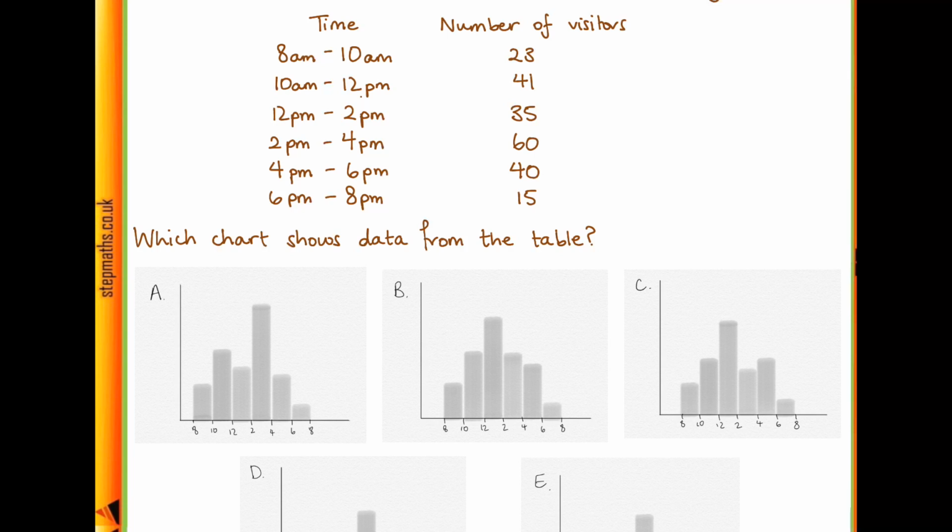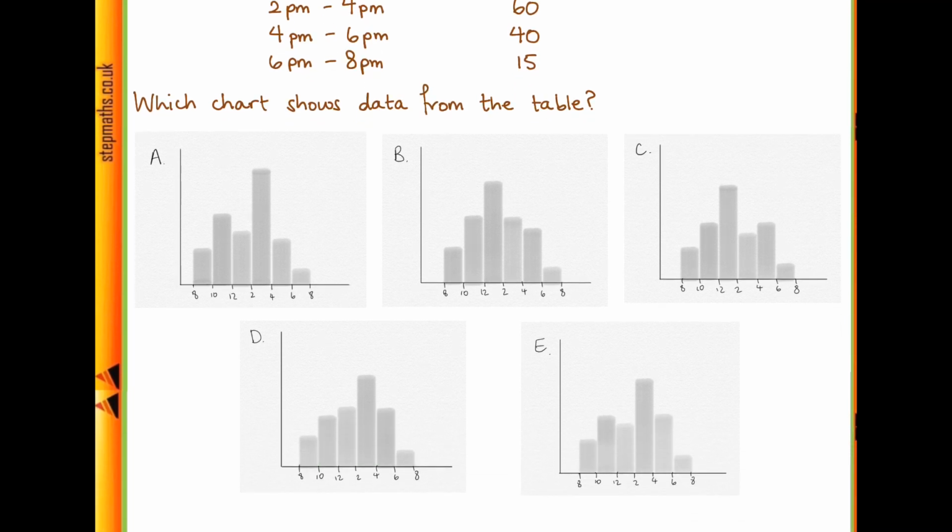Okay, so what features of the data could we use to figure out which chart it should be? One easy thing would be to look at when we have the most visitors. We can see that the highest number here is the 60 visitors between 2 p.m. and 4 p.m. Therefore, we would want our tallest bar between 2 p.m. and 4 p.m. So let's see which of these charts is true for. That's true for A, but it's not for B, and therefore we can rule out B immediately. And for C, we also don't have the highest between 2 and 4. And then for D, the highest is between 2 and 4, and so it is for E as well.